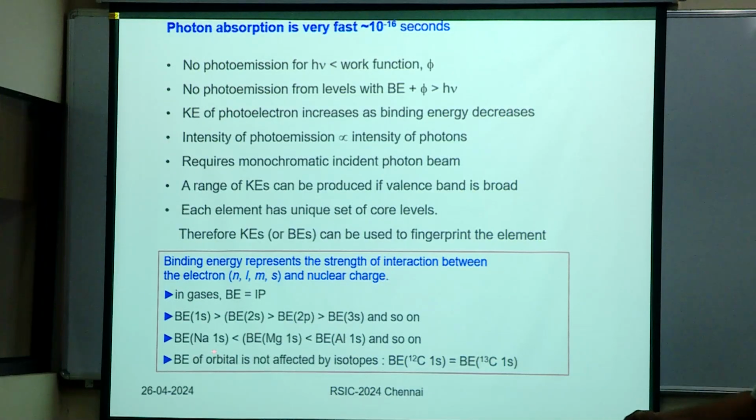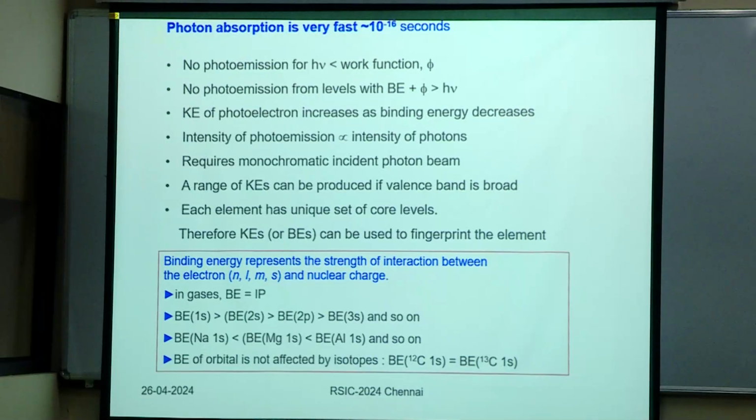Binding energy of the sodium 1s electron and magnesium 1s electron, this is sodium, magnesium, aluminum and so on and so forth. Now it is less, sodium 1s is less than magnesium 1s, which is less than aluminum 1s, and so on. All are 1s electrons, but this has lower energy compared to this and this has lower energy compared to this. Is that correct? Do we understand that? So why is it so? Sodium has one charge. Nuclear charge is increasing.